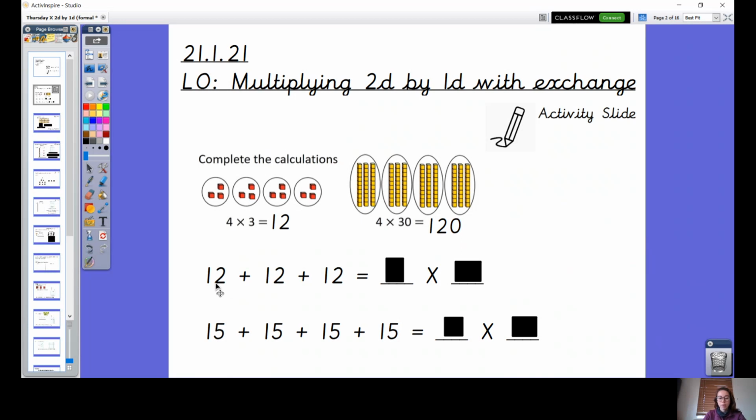Next calculation, we had 3 groups of 12. 12, add 12, add 12. So we could have written that as 3 times 12. You might have written it as 12 times 3, and that would be fine as well. And this last one, we've got 15, add 15, add 15, add 15. That's 15 4 times, isn't it? So you could have had 4 times 15, or you might have had 15 times 4. Tick those if you got those correct.